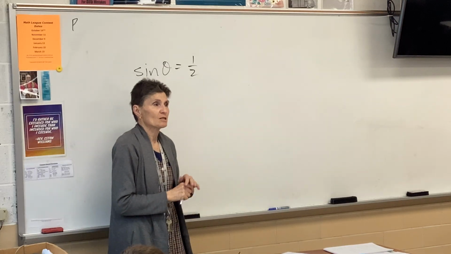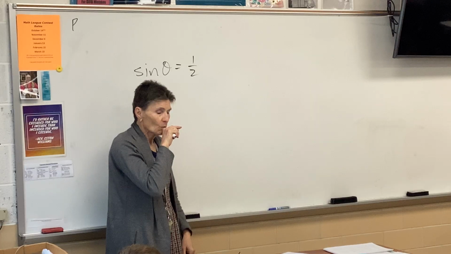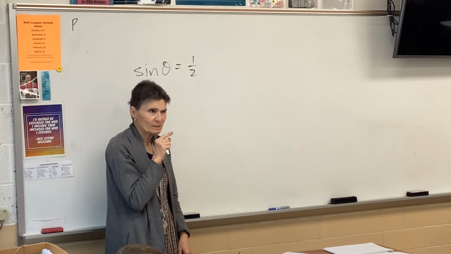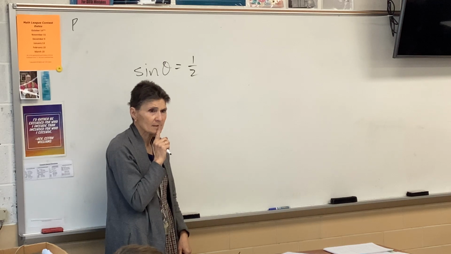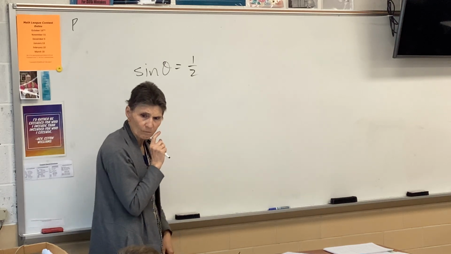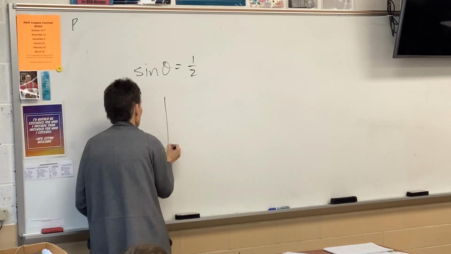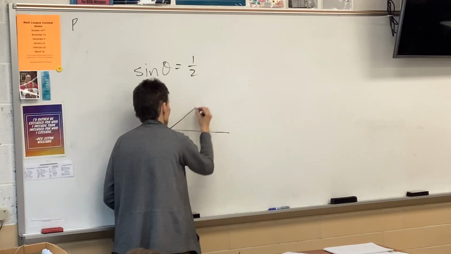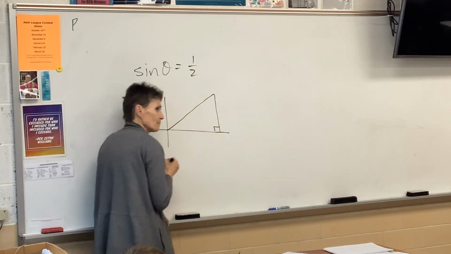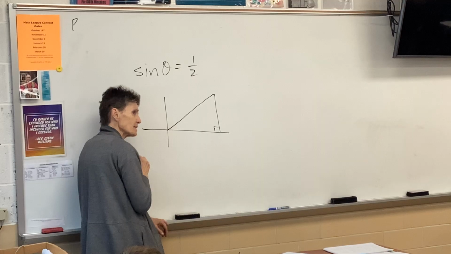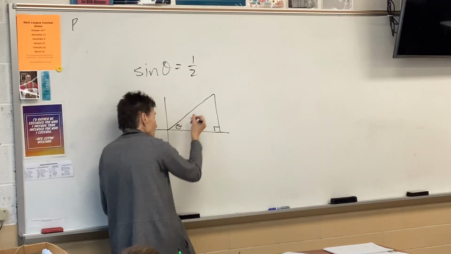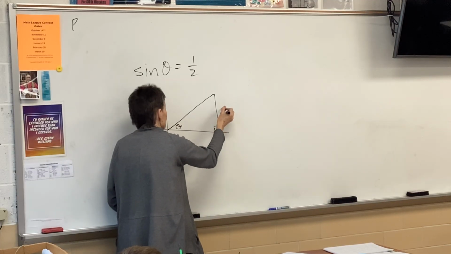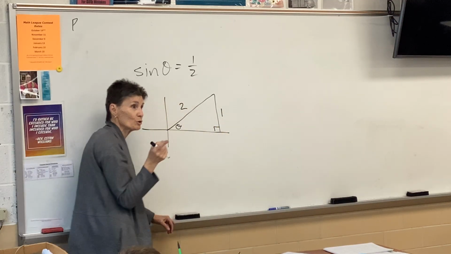So I want you to think about this for a second. What do we know about sine? What's the definition of sine? Sine is opposite over hypotenuse. Let me draw a picture. Here's my angle. And the sine is opposite, so I don't know what this angle is, but this is opposite over hypotenuse. Would you agree with that? Yes.